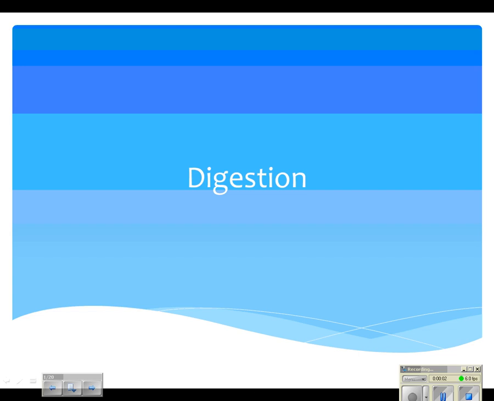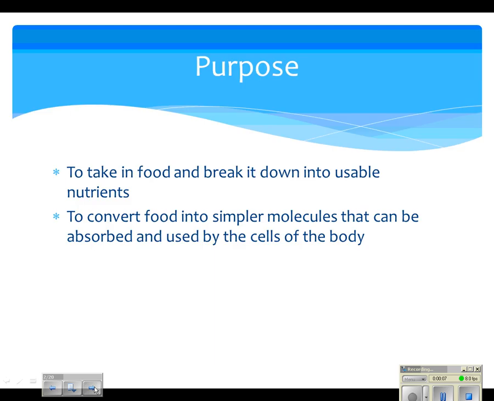This lesson talks about the process of digestion and the digestive system. The purpose of digestion is to take in food and break it down into usable nutrients, and to convert food into simpler molecules that can be absorbed and used by the cells of the body.